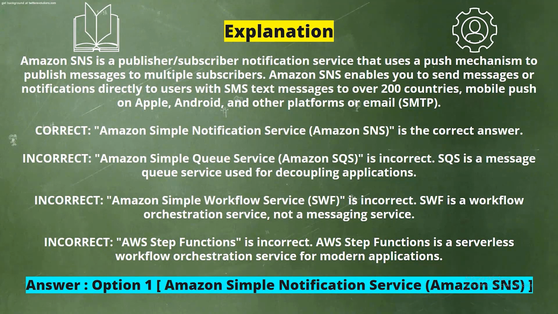Explanation. Amazon SNS is a publisher/subscriber notification service that uses a push mechanism to publish messages to multiple subscribers. Amazon SNS enables you to send messages or notifications directly to users with SMS text messages to over 200 countries, mobile push on Apple, Android, and other platforms, or email, SMTP. Correct, Amazon Simple Notification Service, Amazon SNS, is the correct answer.